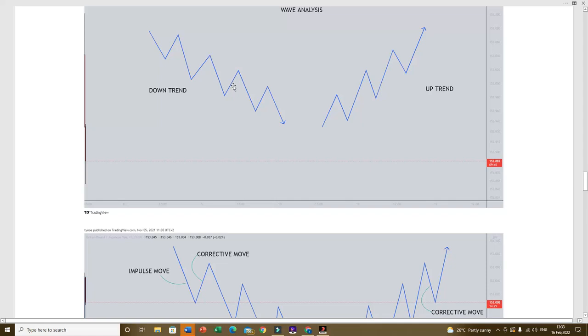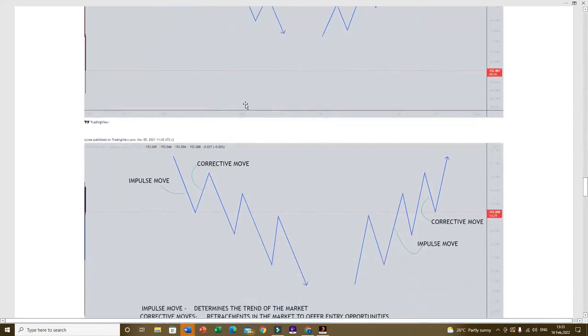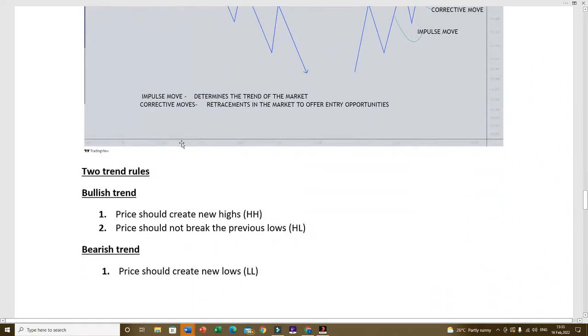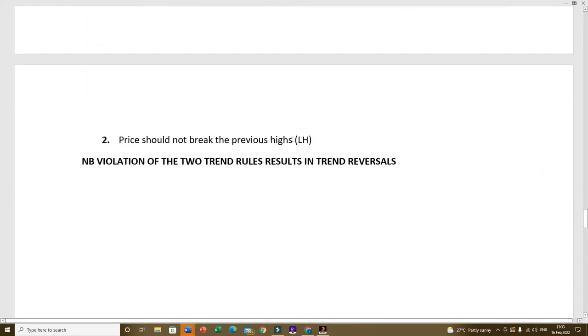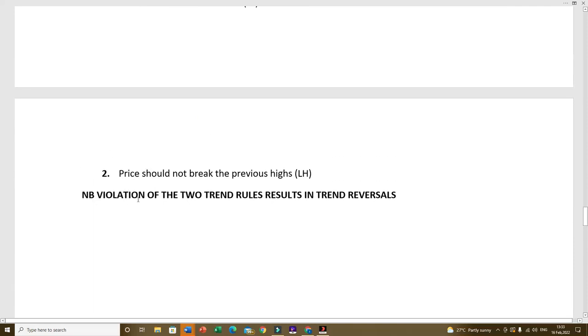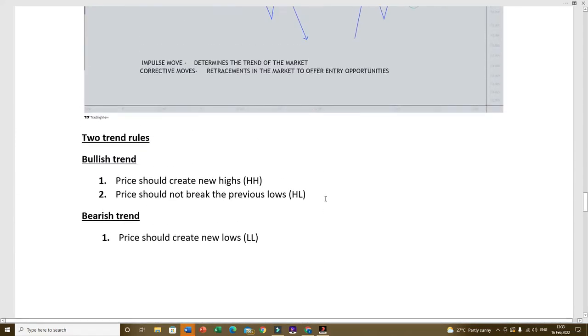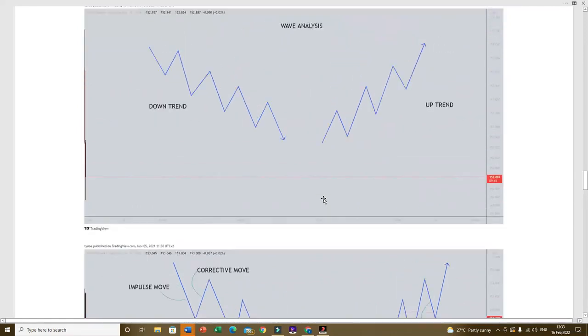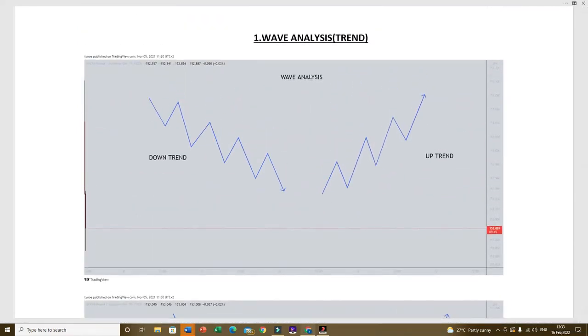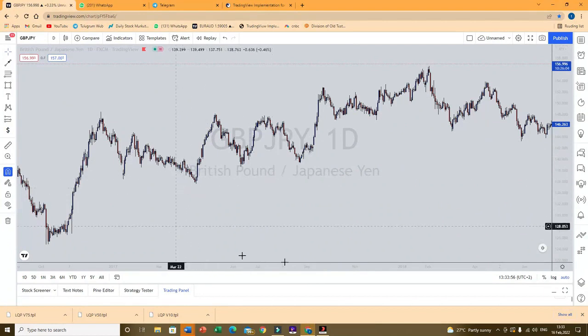Those are the two rules that we'll be using in establishing our trends, and we'll be able to create waves in our charts. With this information, let's go straight to the charts and see how those waves appear. You should also know that whenever these two rules are violated, that will result in trend reversals. Violation of the two trend rules results in trend reversals, and we will cover trend reversals in the next lesson. For this lesson, we'll just cover the waves. So let's go straight to TradingView and study our waves.